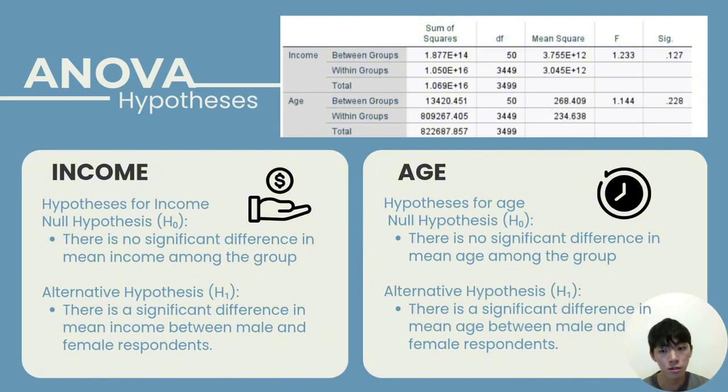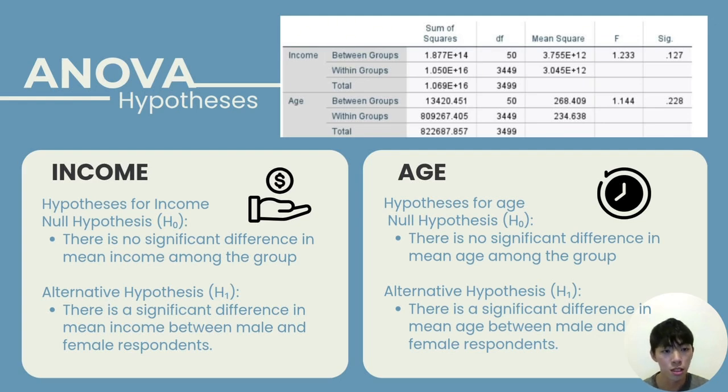Based on the ANOVA table, we can clearly see that the income F equals 1.2336 and the p-value is 0.127. Since p, 0.127, is bigger than 0.05, the null hypothesis is not rejected. Therefore, there are no significant differences in mean income among the groups.